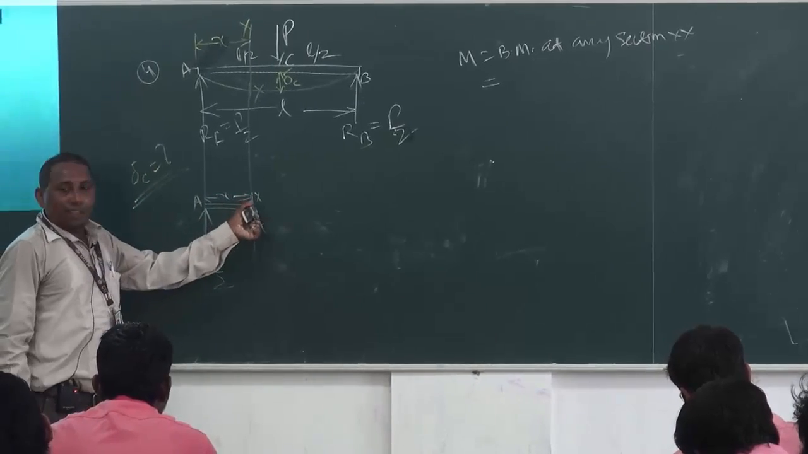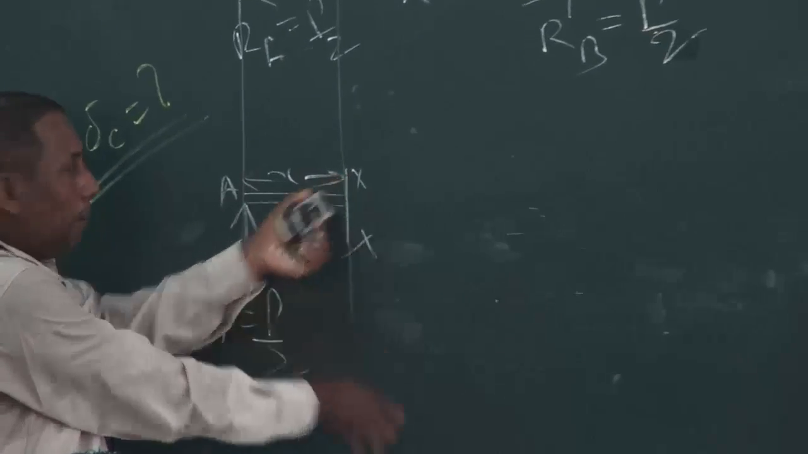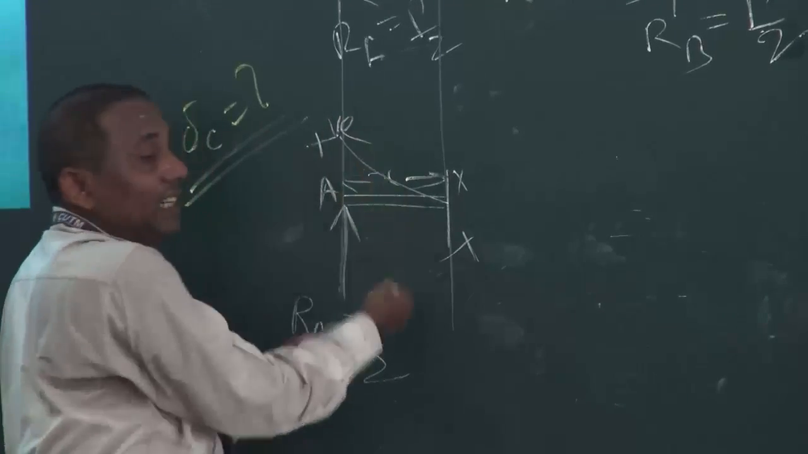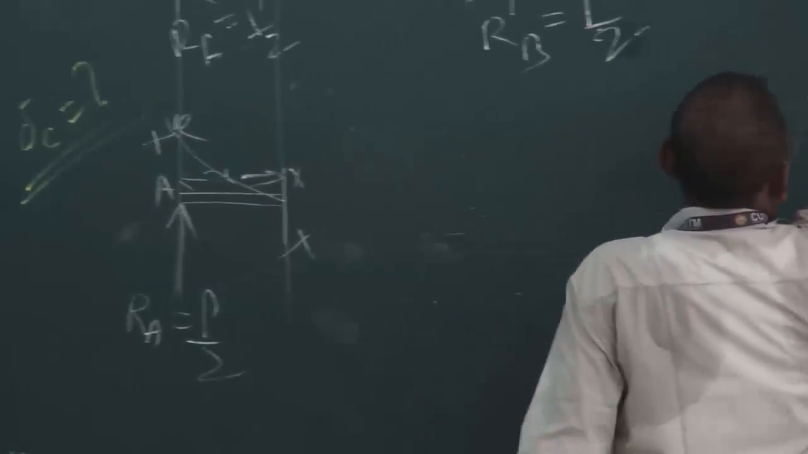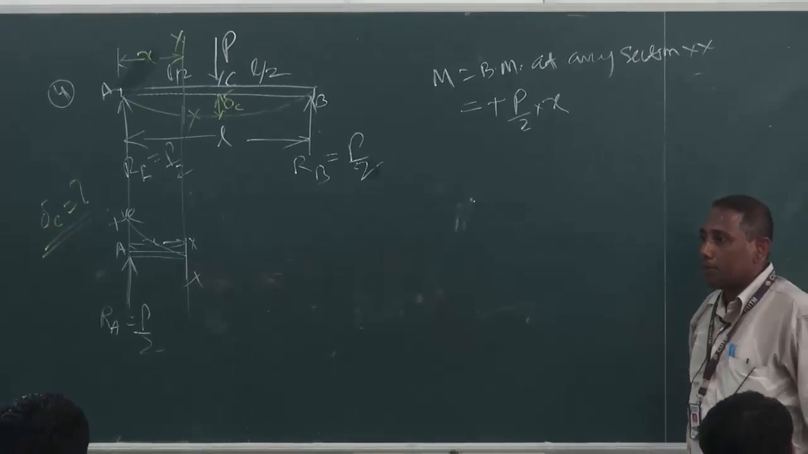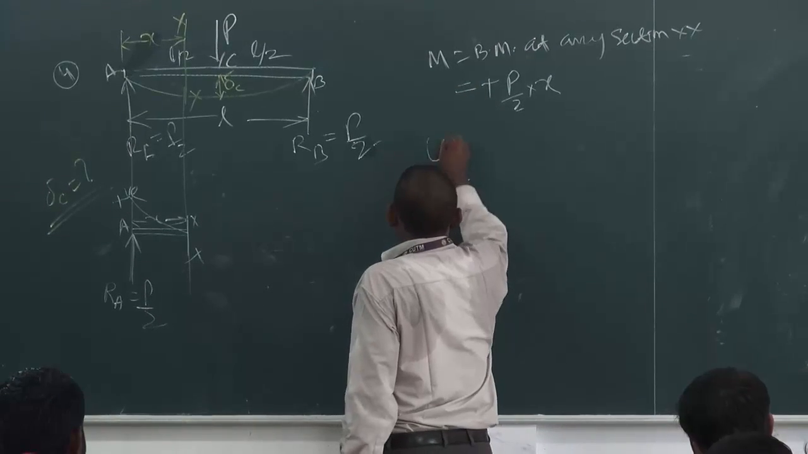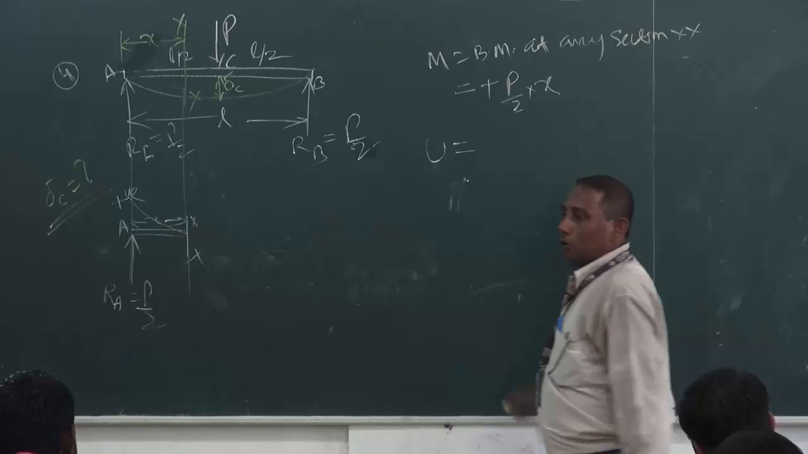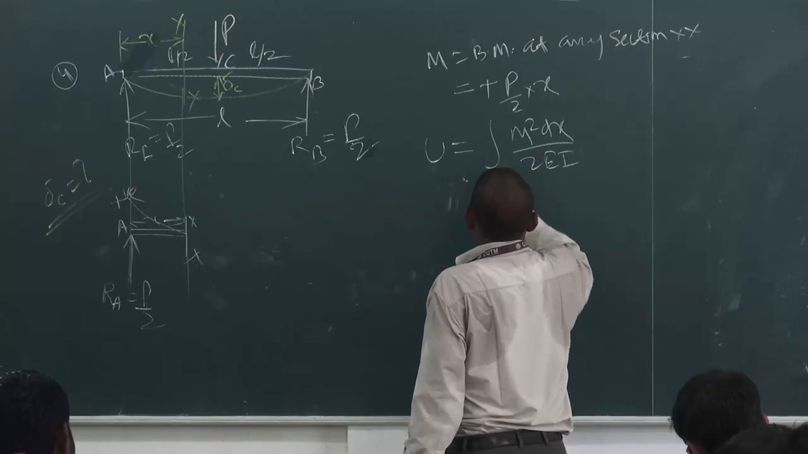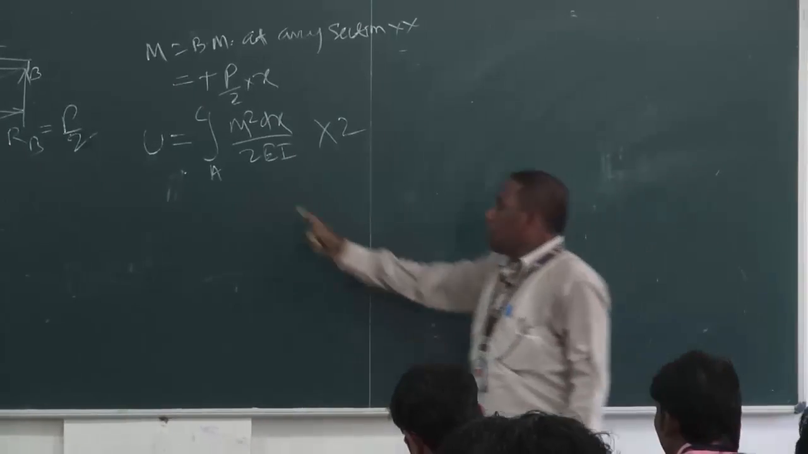And the bending moment at this point, we know by definition, moment is equal to force into the perpendicular distance. It will bend upward, and it gives a sagging moment, meaning the concave side is upward. That is your plus P by 2 into X. This is the bending moment. Right? And then your total U value is equal to the integral of M square dx by 2EI from A to C, whole into 2.